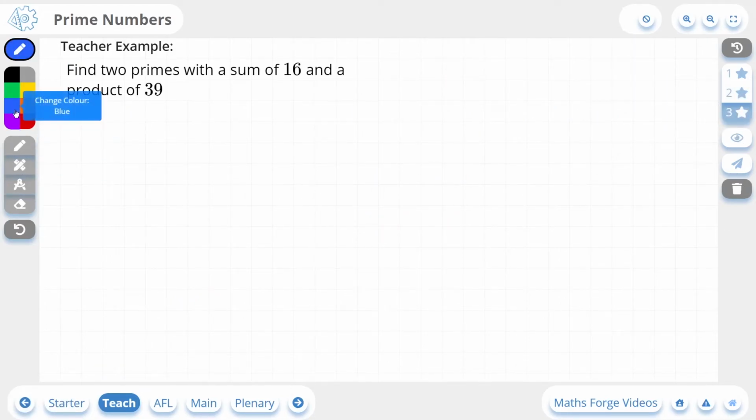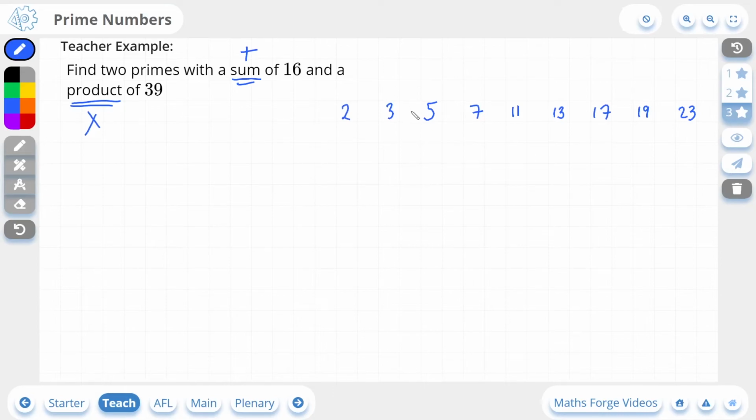Now let's do a 3-star example. Find 2 primes with a sum of 16 and a product of 39. So sum means you add them to get 16, and product means you multiply them to get 39. So let's just write the first few prime numbers, 2, 3, 5, 7, 11, 13, 17, 19, and 23. So they have to add to give us 16 and multiply to give us 39.